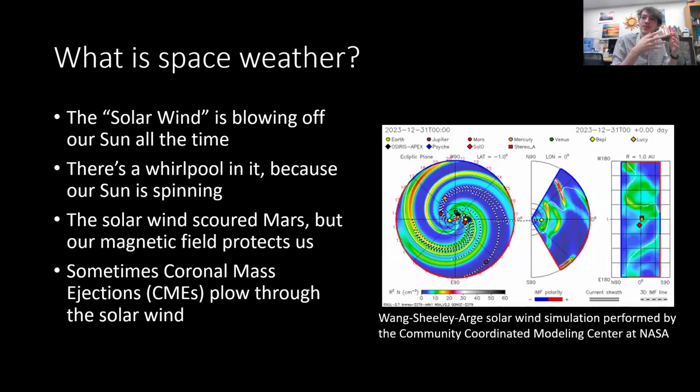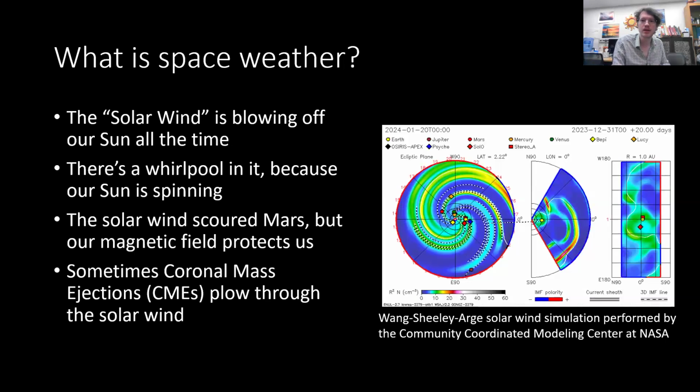There's this thing called the solar wind. The solar wind is blowing off of the sun all the time. It's tiny pieces of the sun, of the atmosphere of the sun, these tiny particles that are constantly billowing off of it.